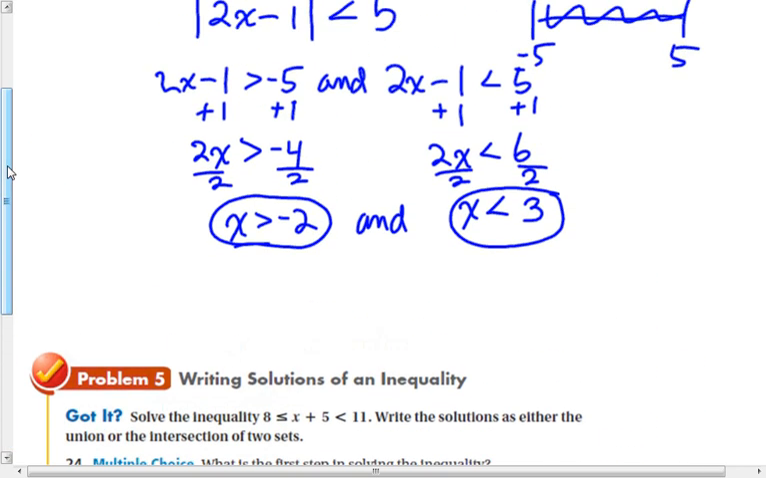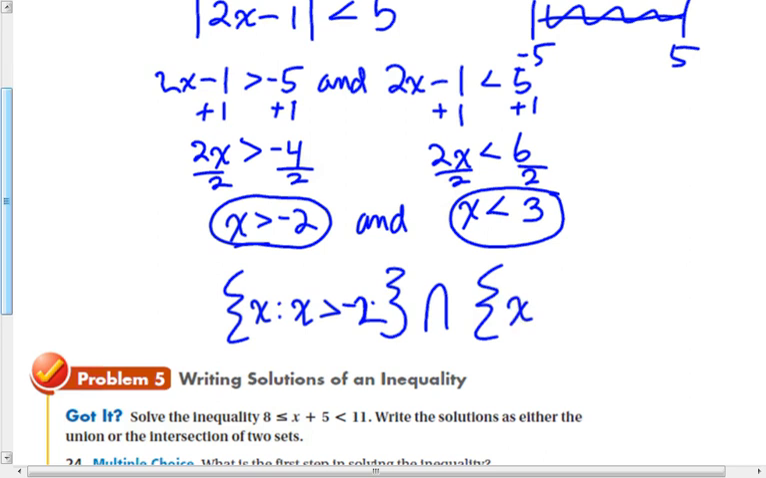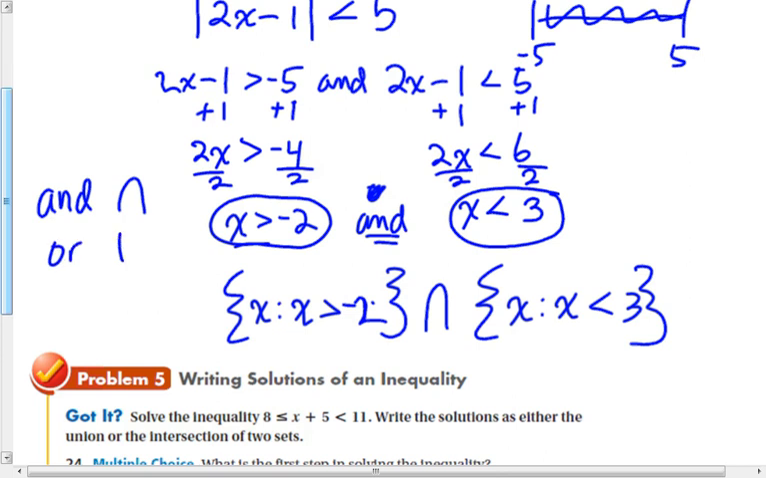And that's going to look like this. I'm going to use set builder notation. And so I'm going to say, for this first thing, all x's such that they are greater than -2, intersect the set of all x's such that x is less than 3. And that's how we write it as an intersect. Now, if this was an or, then we would write it as a union. So, and is intersection, or is union. All right, you can try the problem.